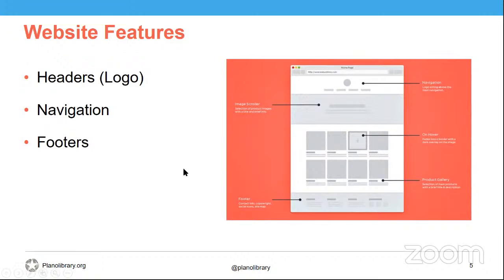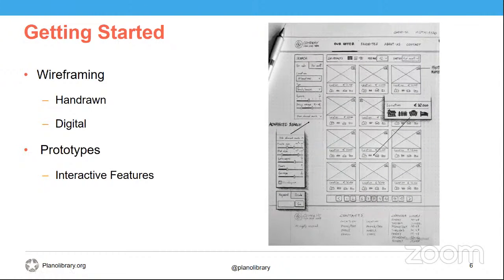Okay. And when you're getting started, this is where I want to introduce these terms: wireframing. So wireframing is really just outlining how you want your website to look, how you want it to be organized. It can be hand drawn. So if you have pen and paper, you can outline your vision for your website. You can just draw like this example over here on the right.